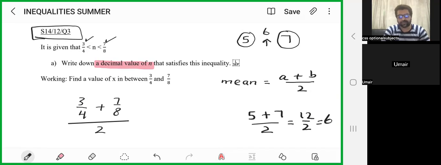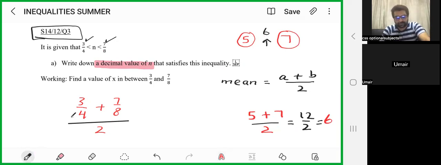So whenever they are numbers, fractions, or decimal numbers, if they ask you to find a number between two fractions, just add the two fractions and divide by 2. Like if I ask you to find a number between 5 and 7, add 5 and 7, divide by 2, and you will get the middle number. Same process is for fractions, same process is for decimals.